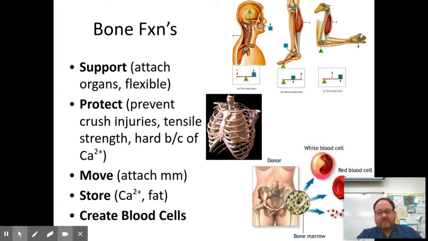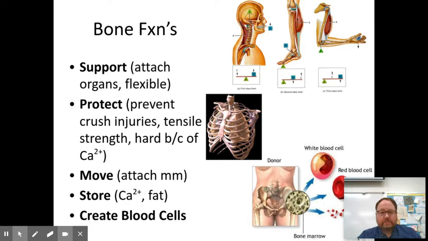Protection, you can imagine sort of hardened bone protecting the skull and preventing sort of crush injuries for organs like your brain. Your brain is about the consistency of oatmeal that's been sitting out. So you need to protect that brain inside of a hardened skull. There's a lot of tensile strength in bone. Tensile strength means that it resists being pulled apart. So bone is really good about handling compression forces and tensile forces. And I guess, again, it's because of this lattice work of calcium ions.